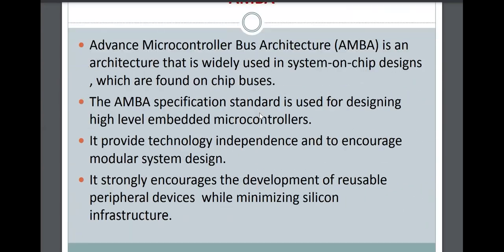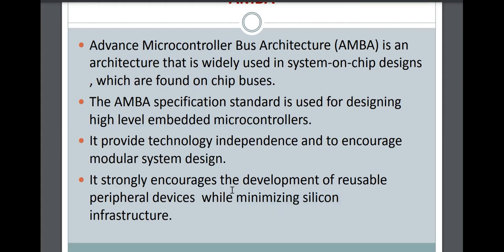Next, coming to AMBA. What is meant by AMBA? AMBA means Advanced Microcontroller Bus Architecture. It is mainly used to connect system-on-chip designs, whichever chip buses are used. AMBA is designed for high level embedded microcontrollers, and it provides technology independence and reusable peripherals while minimizing the silicon infrastructure, a very simple infrastructure.